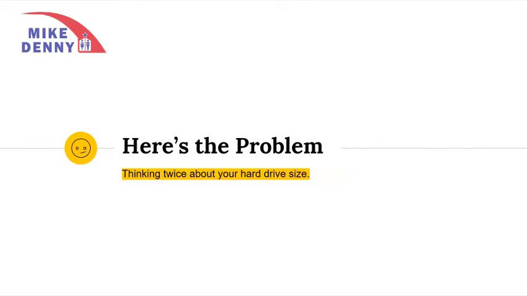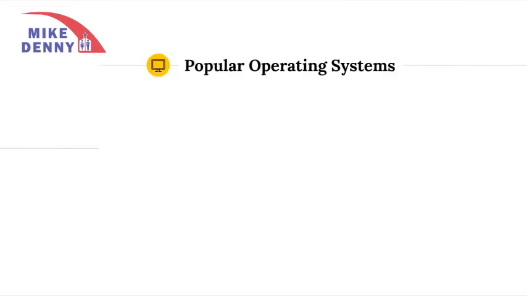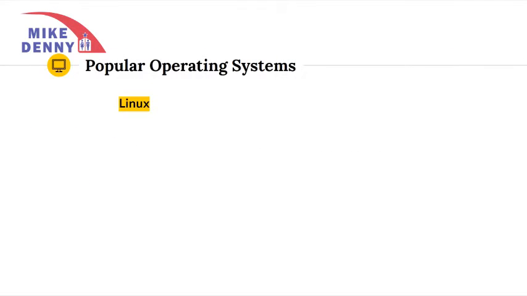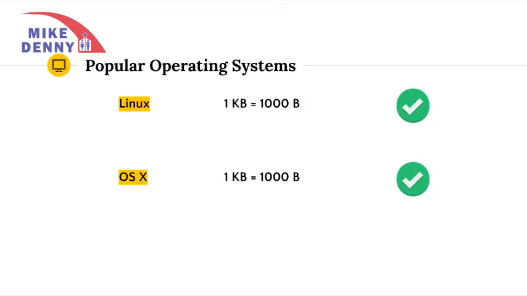Now here's the problem. You might want to think twice about trusting your hard drive size. On the Linux operating system, when you see 1 kilobyte, you can be sure that it's 1000 bytes. The same goes for newer versions of OS X. On Windows, however, a kilobyte doesn't mean 1000 bytes, it means 1024, which, remember, is actually a kibibyte.